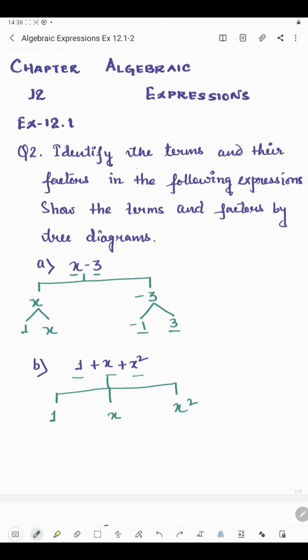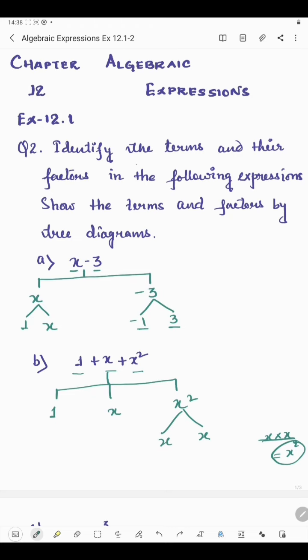Now what will be the factors of x square? Here x is present twice, so when you multiply x into x, we will get the term x square. So this term we have got by multiplying these two. So that means a term is a product of the factors. Okay, so here the x square term we have got by multiplying two factors, which is x and x.